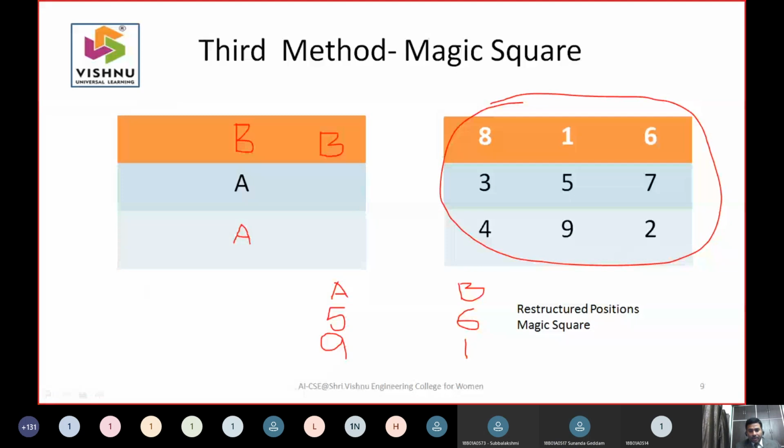So who has to play now? B or A? A. Whenever A has to play, it has to consider the positions of B, 6 and 1. What is 6 plus 1? It is 7. What is 15 minus 7?